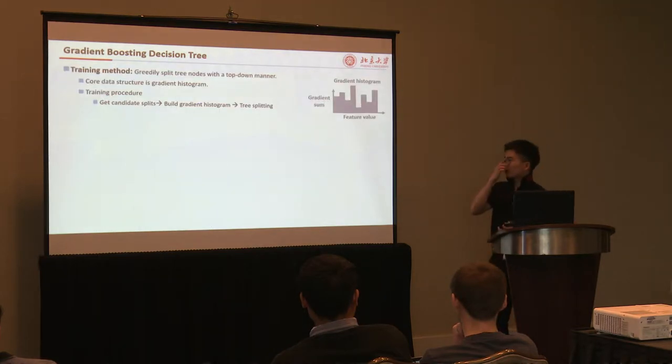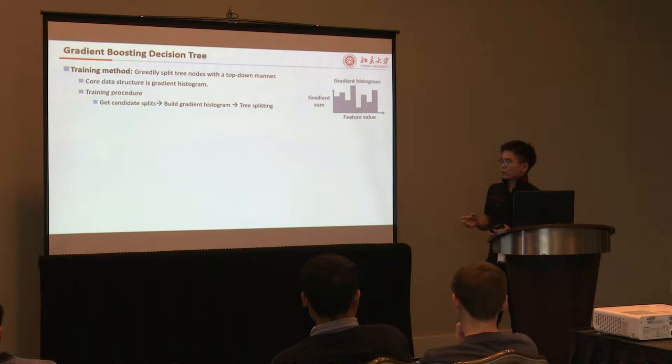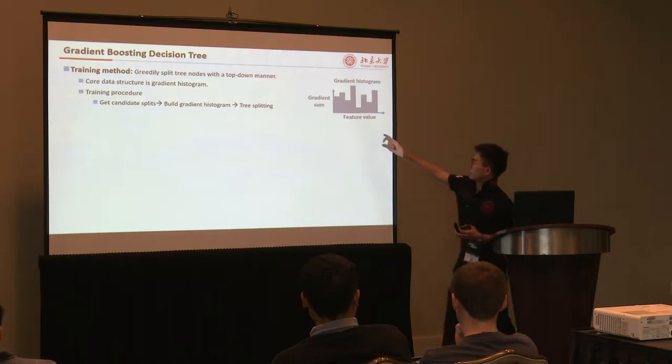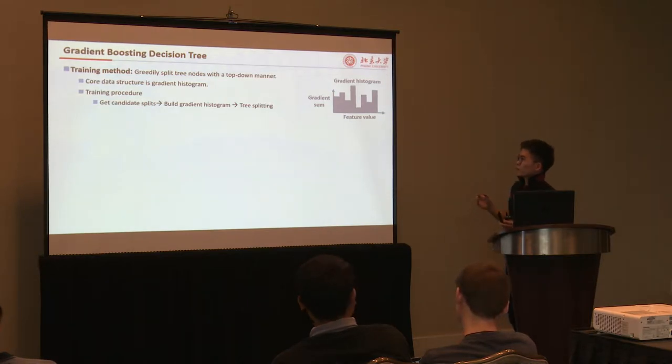The training method of GBDT starts from the root tree node and greedily splits tree nodes in a top-down manner. The core data structure is called the gradient histogram. The x-axis is the feature value, the y-axis is the gradient sum of training data that fall into a value range. The training procedure of GBDT contains three main steps.